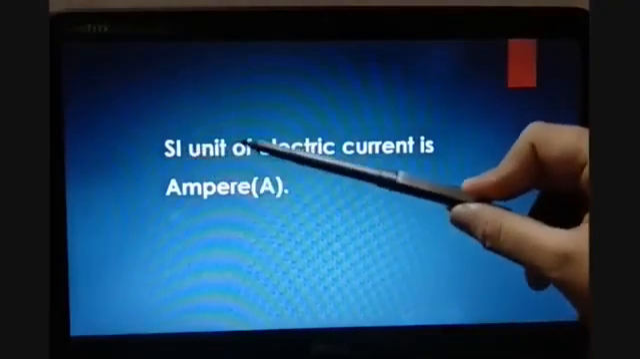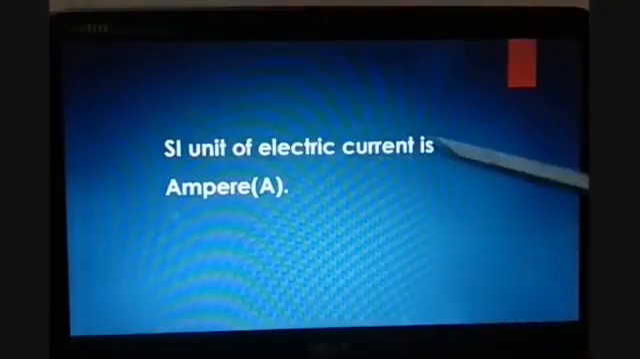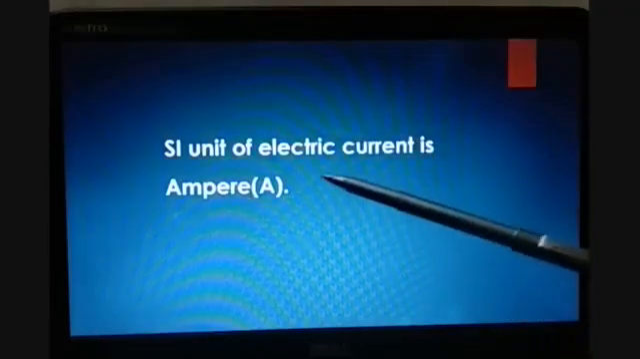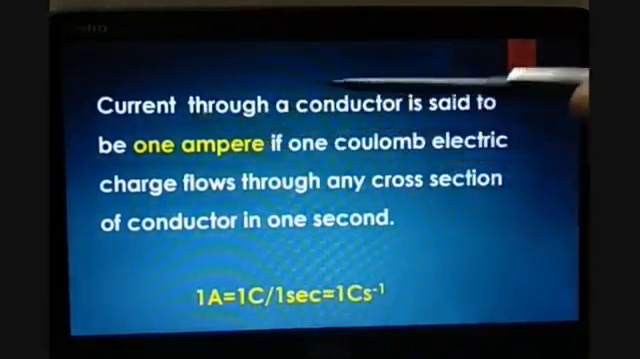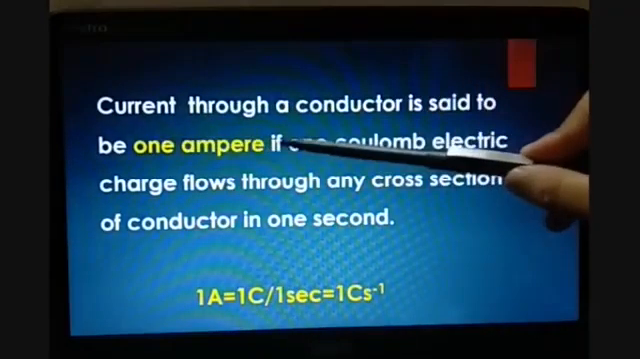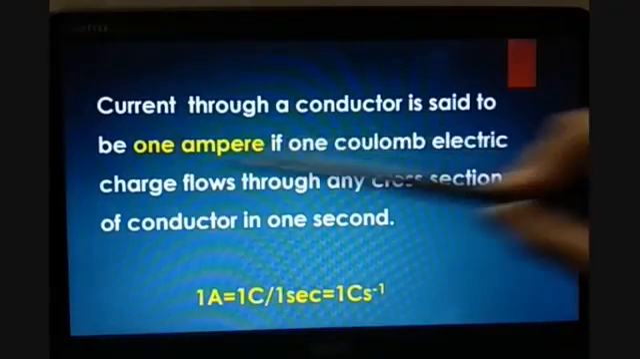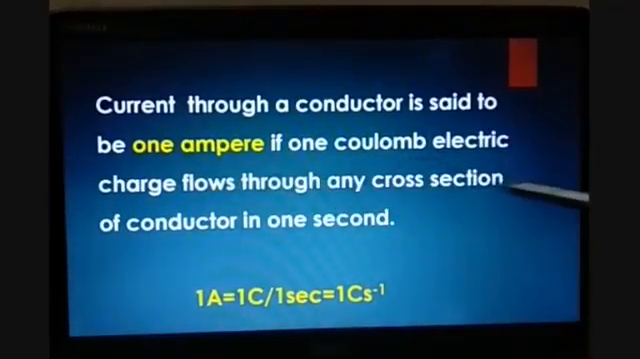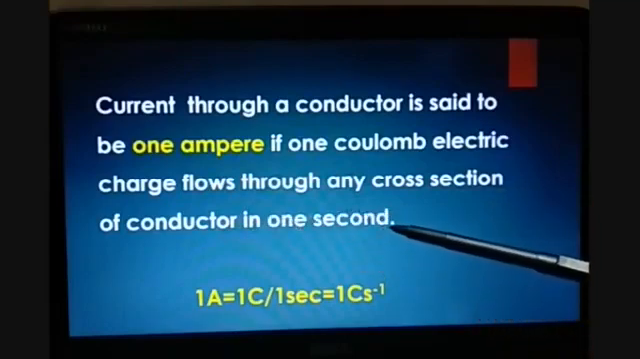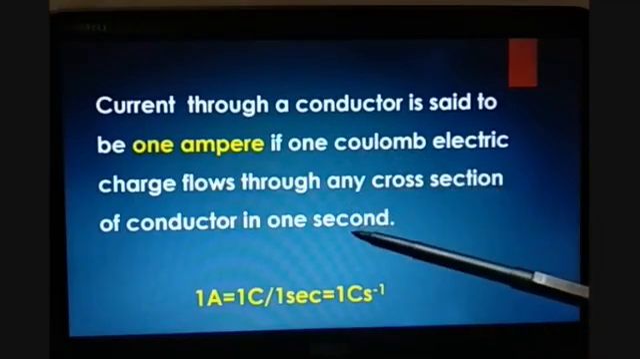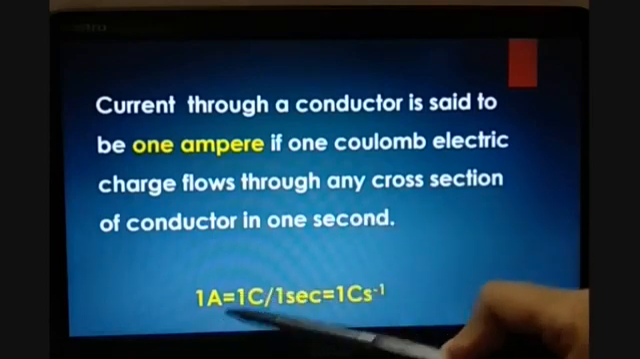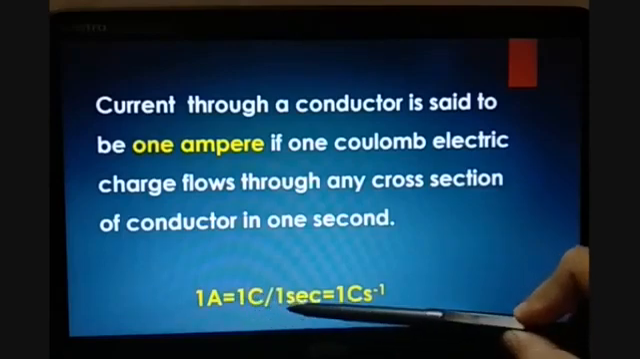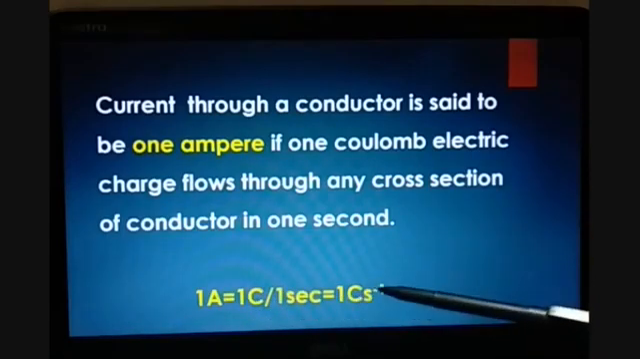The standard international unit, that is the SI unit, of electric current is the ampere. So the ampere is the unit in which current is measured. Current through a conductor is said to be 1 ampere if 1 coulomb of electric charge flows through any cross section of the conductor in 1 second. So when all the terms in the formula are kept at unity, the current is said to be 1 ampere. Here the charge is 1 coulomb and the time is 1 second, so 1 coulomb per second is 1 ampere current.